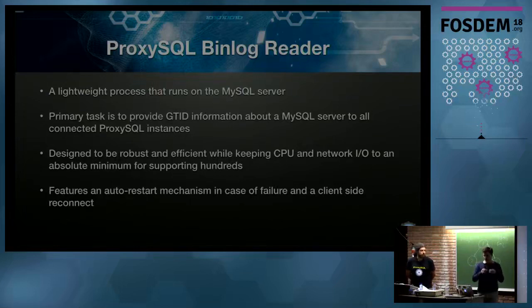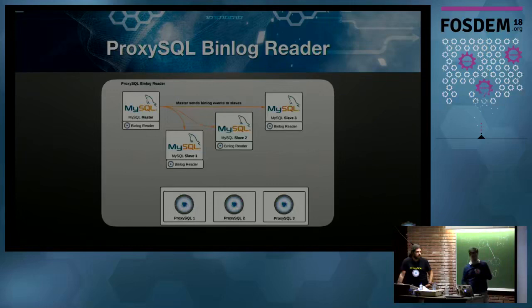So how does the process work? It processes binlogs as if it were a slave, but running locally on the same MySQL server. It strips all of the information except the GTID, and it even strips the source ID and just sends the transaction ID until the source ID is changed. So there's very little network traffic, there's very little CPU overhead, and it also has an auto restart mechanism in case it fails, and also reconnects in case ProxySQL is not able to contact it. So let's just have a look at this on a diagram.